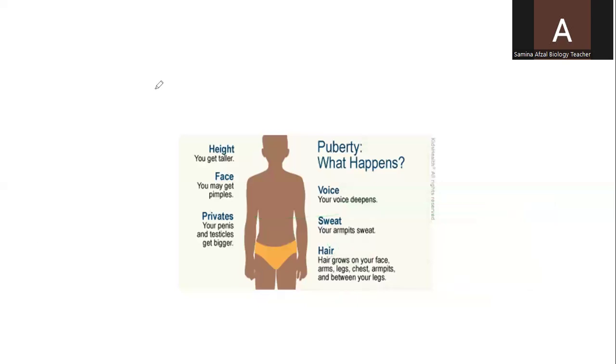There are different signs which show that a boy or girl is able to reproduce now. First of all, we will discuss boys. They get taller, their face may get pimples, their private parts or testicles will get bigger, their voice deepens, and their sweat glands will start secreting sweat. Hair will not only grow on their face but also on their arms, legs, chest, armpits, and between the legs.